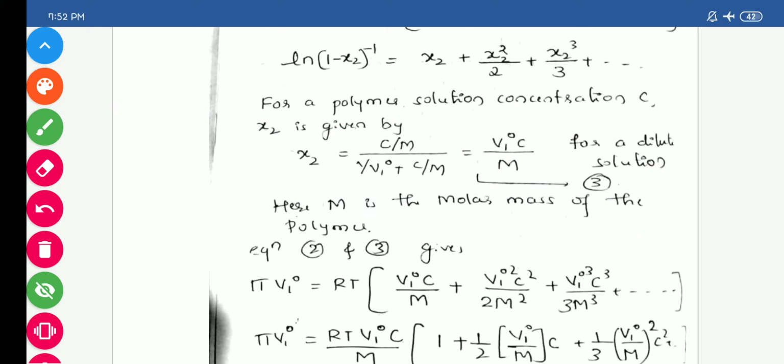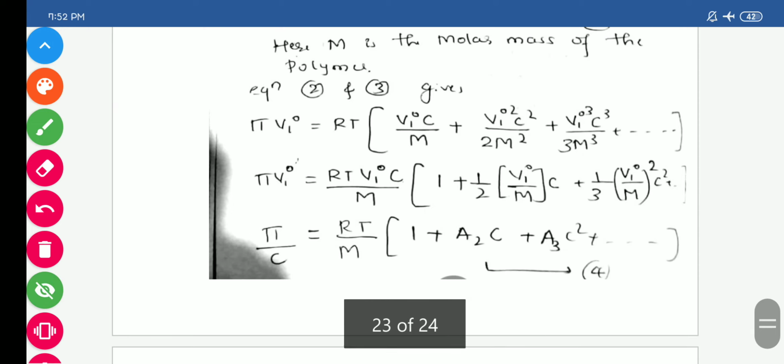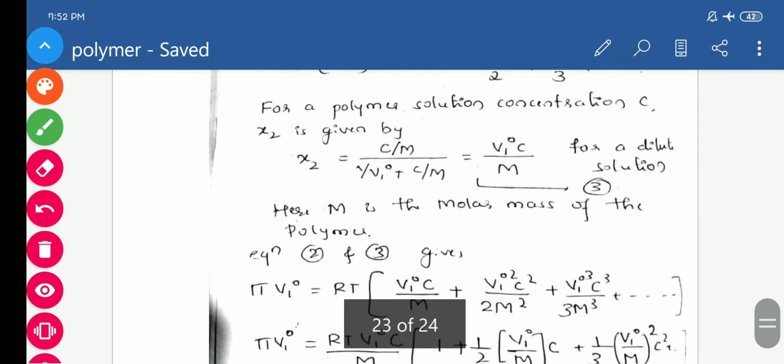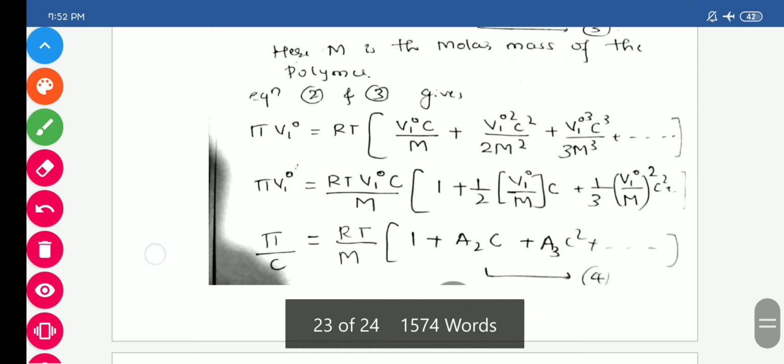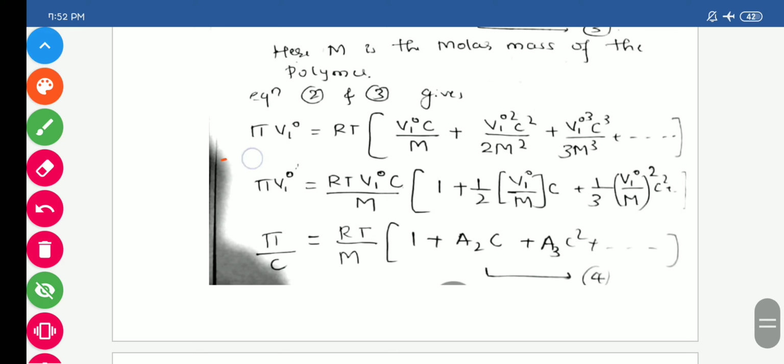So by combining these two, equation 2 and equation 3, what will we get? Here, replacing this x2, what have we done? With the help of equation 3 we got the x2 value, v1 naught c divided by m. We are putting that into equation 2. What will you get? Pi v1 naught is equal to RT (v1 naught c divided by m plus v1 naught square c square divided by 2m square plus v1 naught cube c cube divided by 3m cube plus and so on).